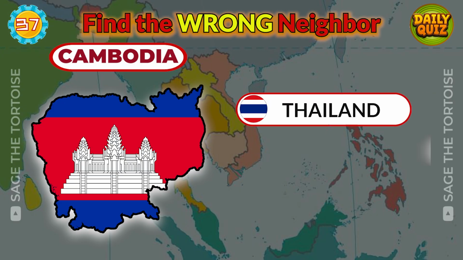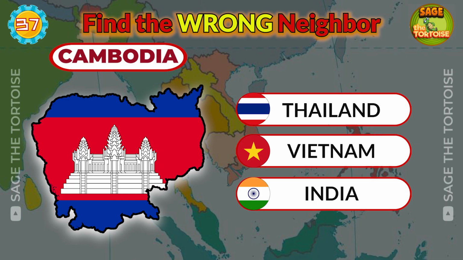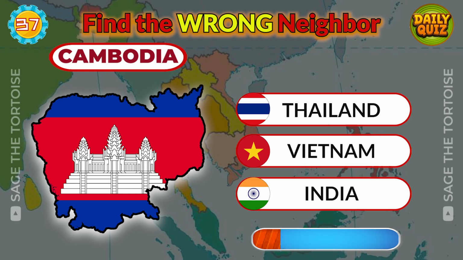Cambodia borders Thailand, Vietnam, and India. Which one is wrong? The answer is India.